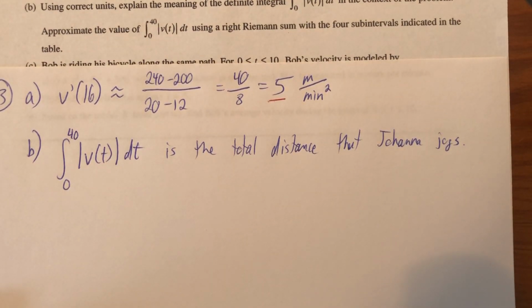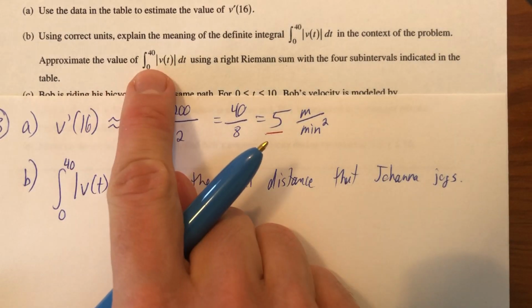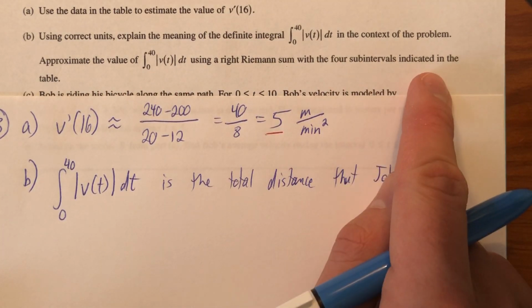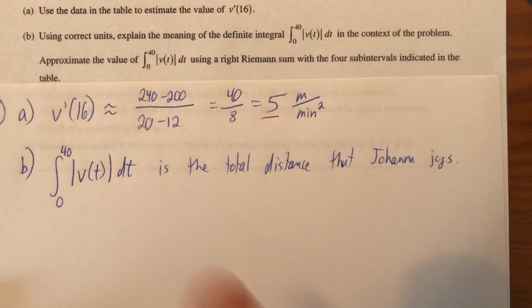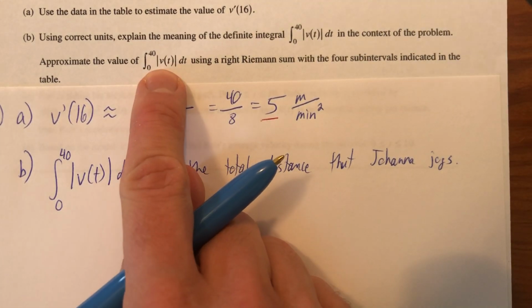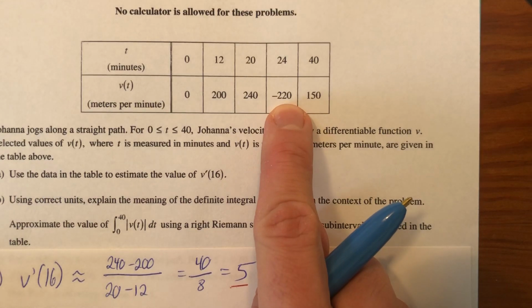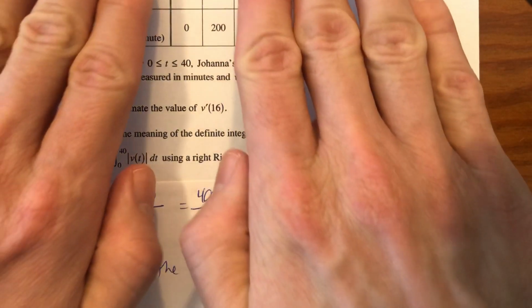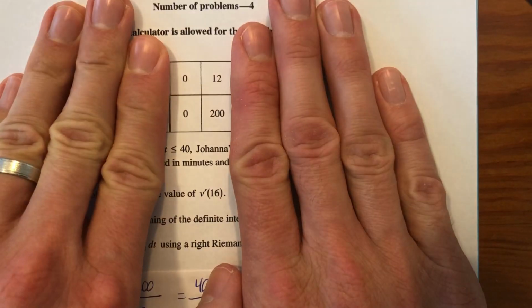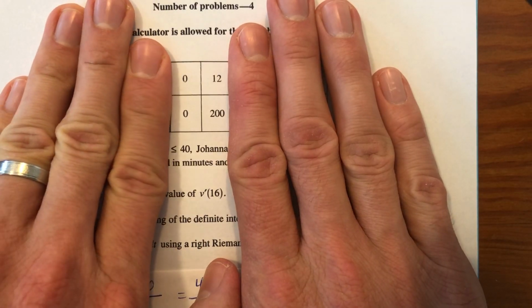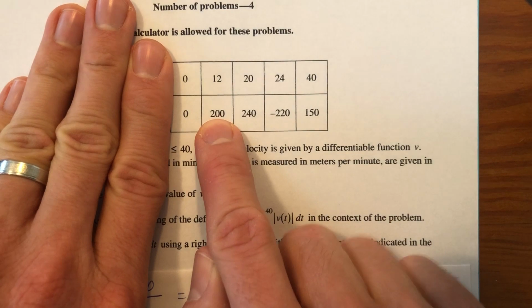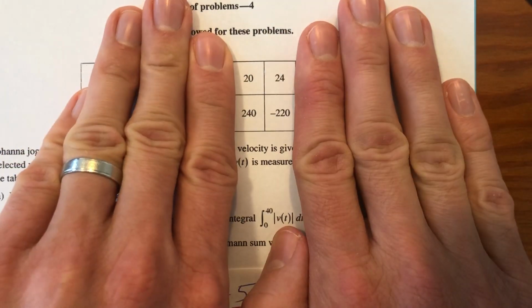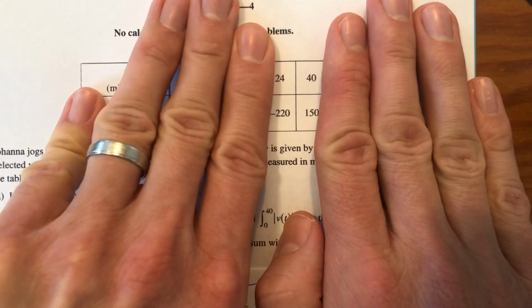Okay? All right. I almost did it again. Almost jumped to part C. We're not done with part B. Approximate that value using a right Riemann sum with 4 subintervals indicated in the table. Okay, well, let's back up. We're going to approximate this with the absolute value. So immediately, keep in mind that's going to be positive. And it's a right Riemann sum. So here goes. There's a rectangle that goes from 0 to 12. What's the height of that rectangle, the one on the right? What's the height of this rectangle? 240. What's the height of this one? Positive 220. What's the height of this one?